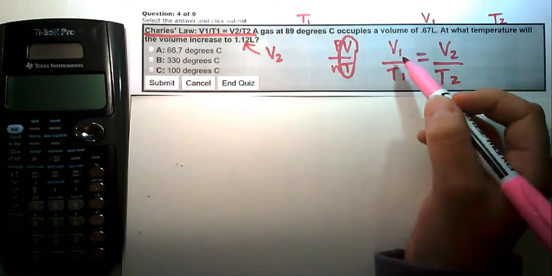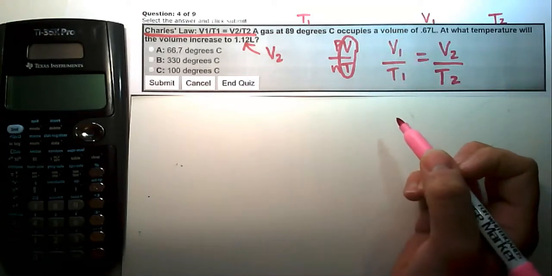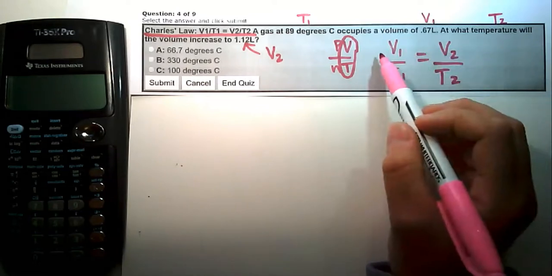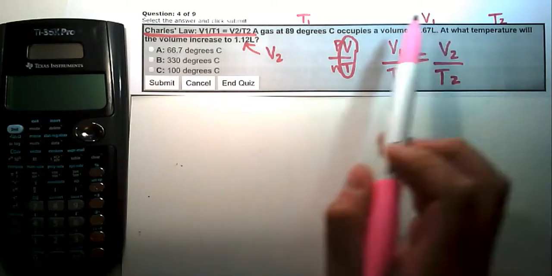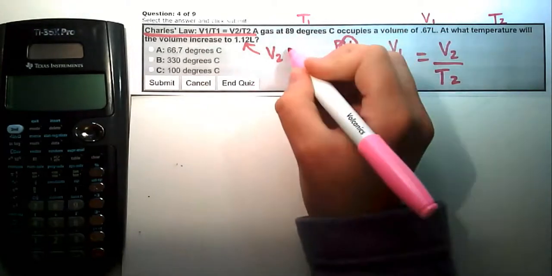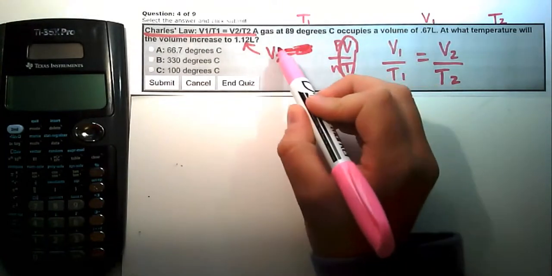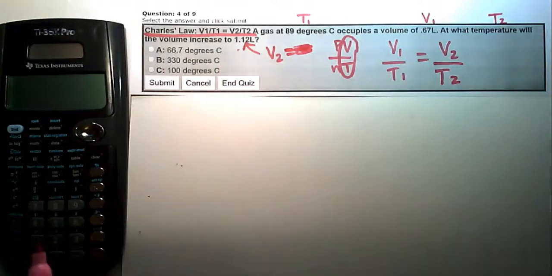When we're using Charles's law, there's a couple of things to remember. First of all, our units of volume do need to be the same unit. In this case, we have one volume given in liters. Our second volume, oh no, we're not looking for it, it's given to us. It's also given in liters. So we're actually good here. We have liters and liters.